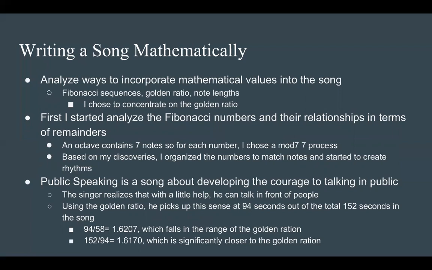Lastly, I created Public Speaking, which is a song about developing the courage to talk in public. The singer realizes that with a little help, he can talk in front of people. Using the golden ratio, he picks up that sense at 94 seconds out of the total 152 seconds of the song. So 94 is the bigger part, and the smaller part is 58. When we divide that, we get 1.6207, which falls in the range of the golden ratio numbers. But what's really cool is that 152 divided by 94, the whole length of the song divided by the bigger part, is 1.6170, which is significantly closer to that golden ratio number of 1.618.